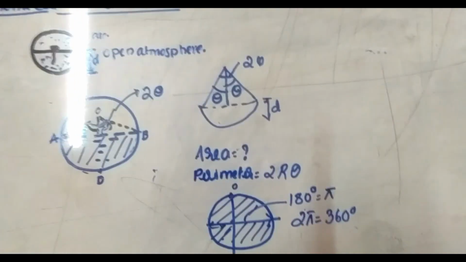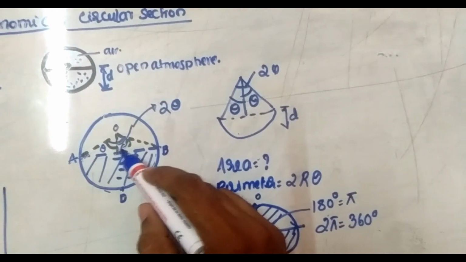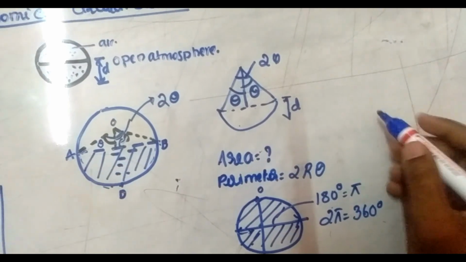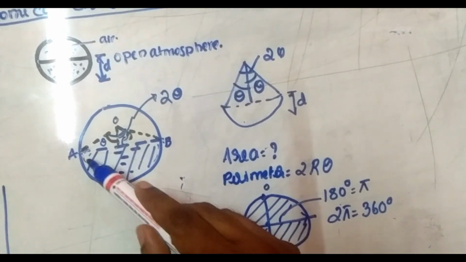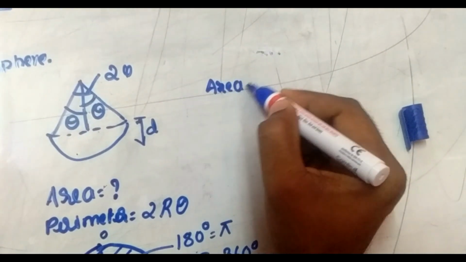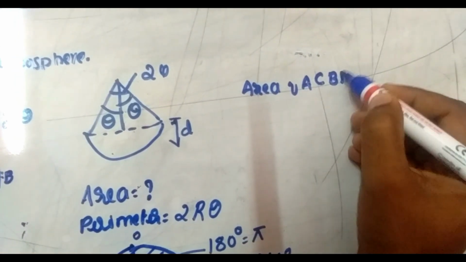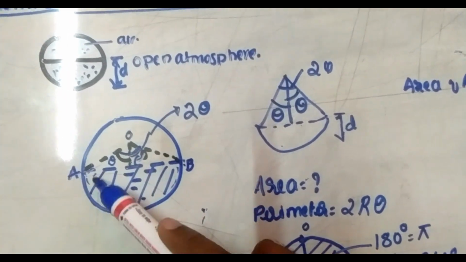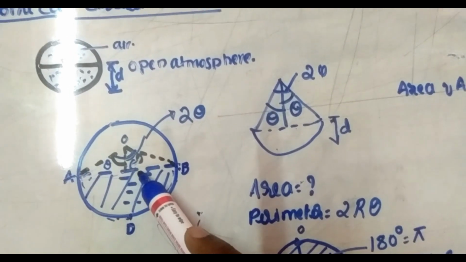We got the value of perimeter equal to 2rθ. So we need to find out the area of this ACBD. How can we calculate the area of this portion, only this portion, ACBD? We need to take the whole portion and deduct this part. From this we'll get the area of this one.